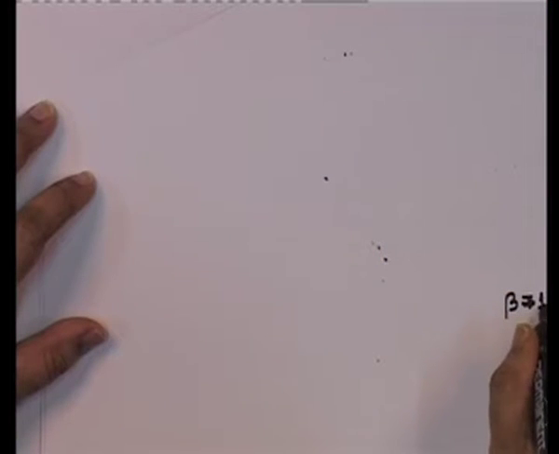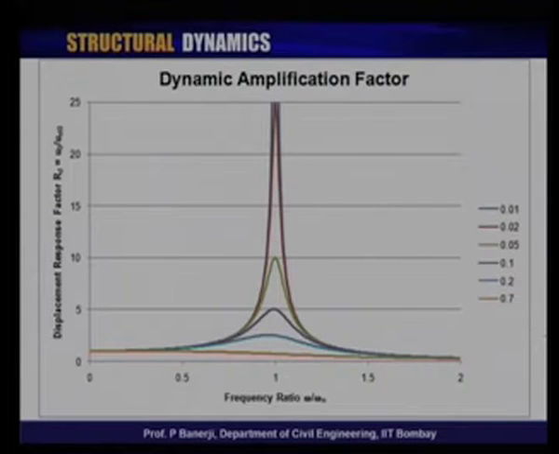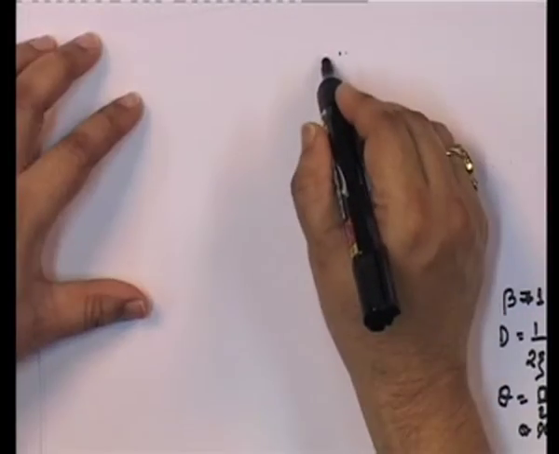Then let us look at the situation where we put beta equal to 1. Beta equal to 1 implies, let us see, what is delta equal to? Delta is equal to 1 upon 2 xi. We have already derived this in the last lecture, and phase angle theta is equal to pi by 2 or 90 degrees. 90 degrees out of phase. So, what does this look like then? Let us see.